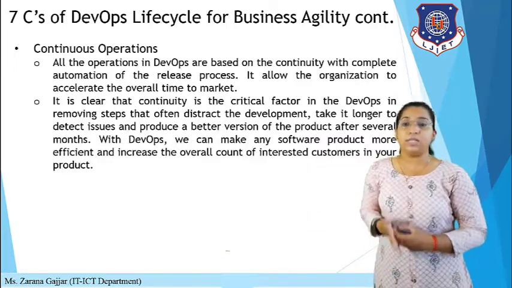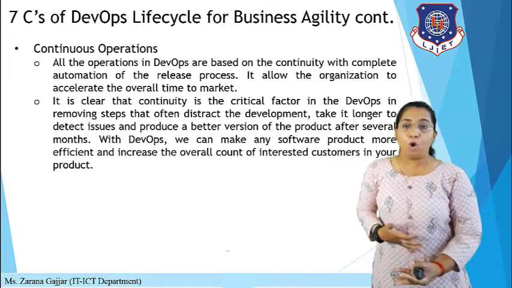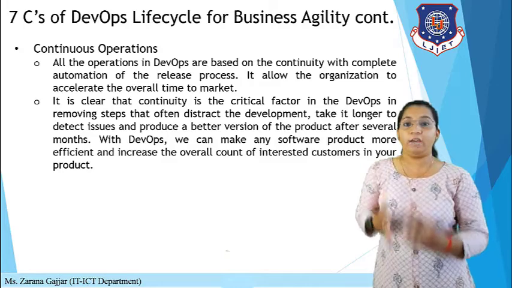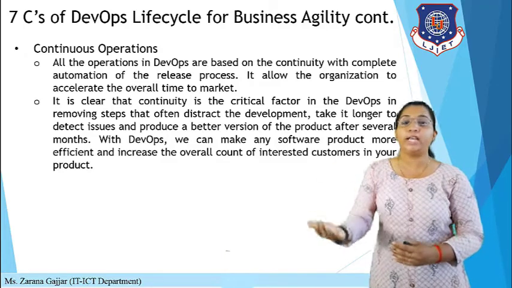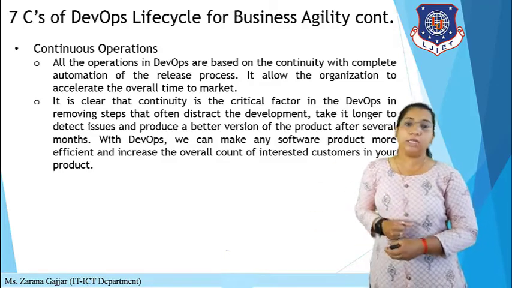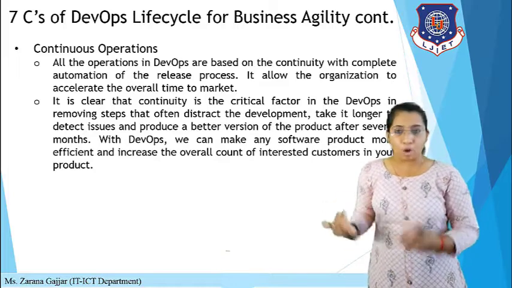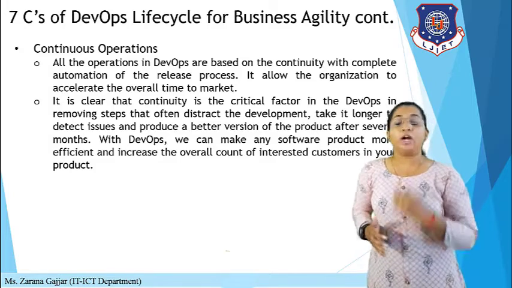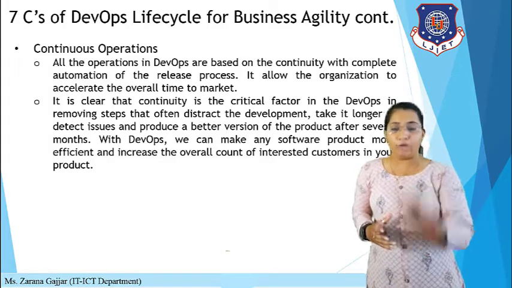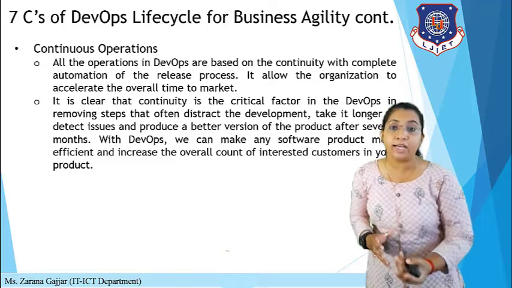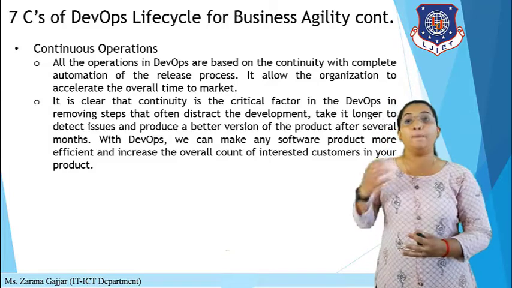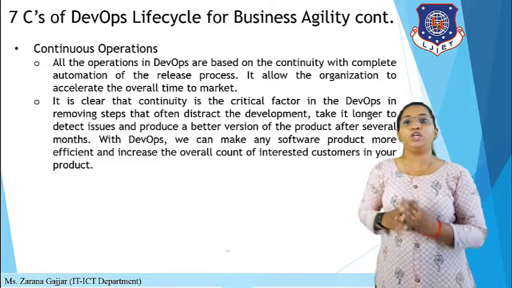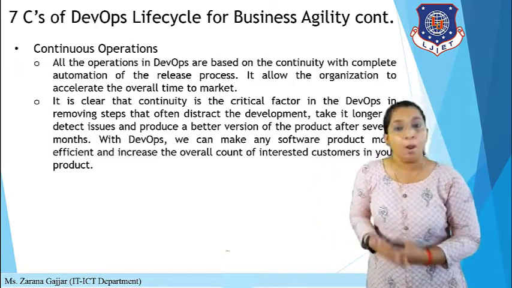Now the next C is about continuous operation. Okay, so the next phase is continuous operation. So all the operations in DevOps are based on continuity with complete automation of the release process. Okay, so here all the operations that DevOps performs are based on continuity. Okay, so you are continuing something like continuous development, continuous testing, continuous integration. Okay, so continuity with complete automation of the release processes. Okay, so it allows the organization to accelerate the overall time to market.